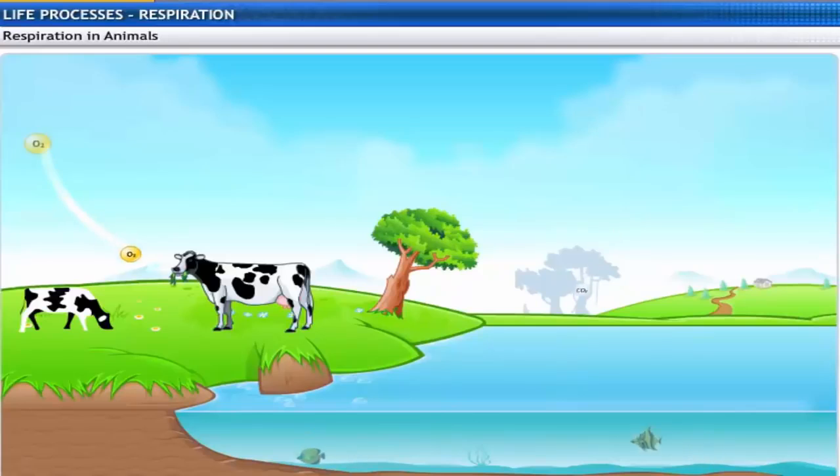Animals have different organs for respiration depending on their environment. Animals that live on land take in oxygen from the atmosphere. Aquatic animals, on the other hand, use oxygen that is dissolved in water.